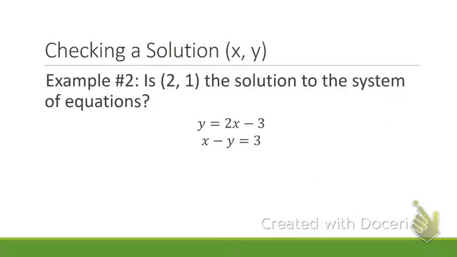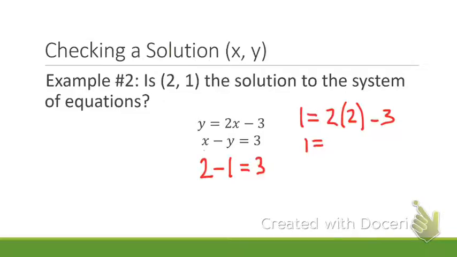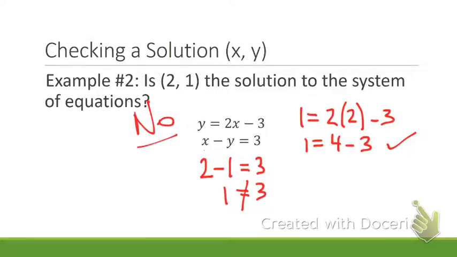Is (2, 1) a solution to the system? We're going to plug in 1 for y and 2 for x. Put parentheses if you're multiplying. Right here we're going to plug in 2 for x, 1 for y. Be careful you don't mix the two things together. So is 4 minus 3 equal to 1? Yes. Is 1 equal to 3? No. So the answer would be no. If it's not true for both, then it's not a solution to the system.